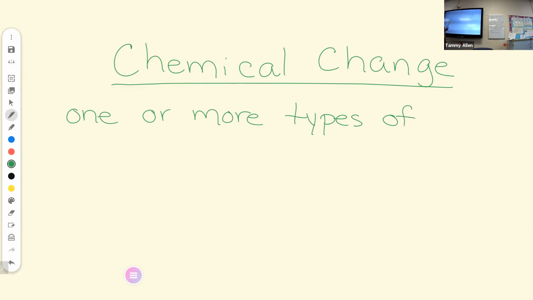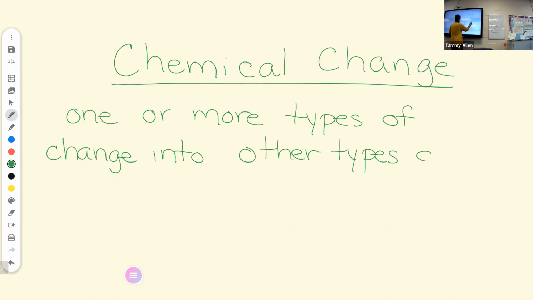Ricky, we're taking notes. You should be too. One or more types of matter change into other types of matter with different properties.